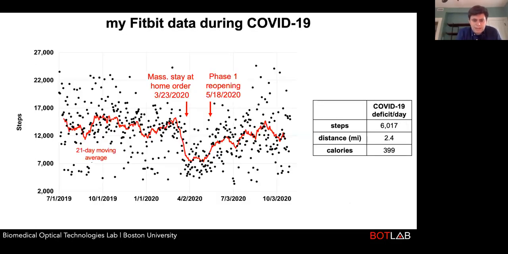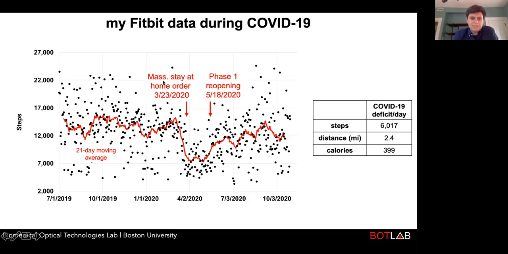To give you a little flavor, some personal data here. This is my Fitbit data during COVID-19. I typically walk a lot when I'm working normally. I take the train for a few stops and then I walk, both to and from work. Before the pandemic, I was averaging above about 13,000 steps a day, which is generally considered pretty good.